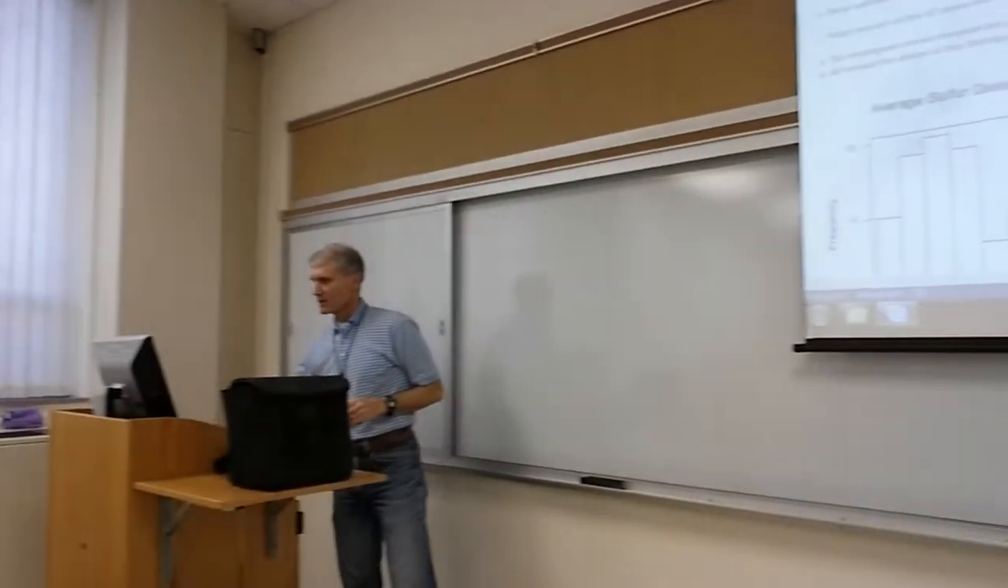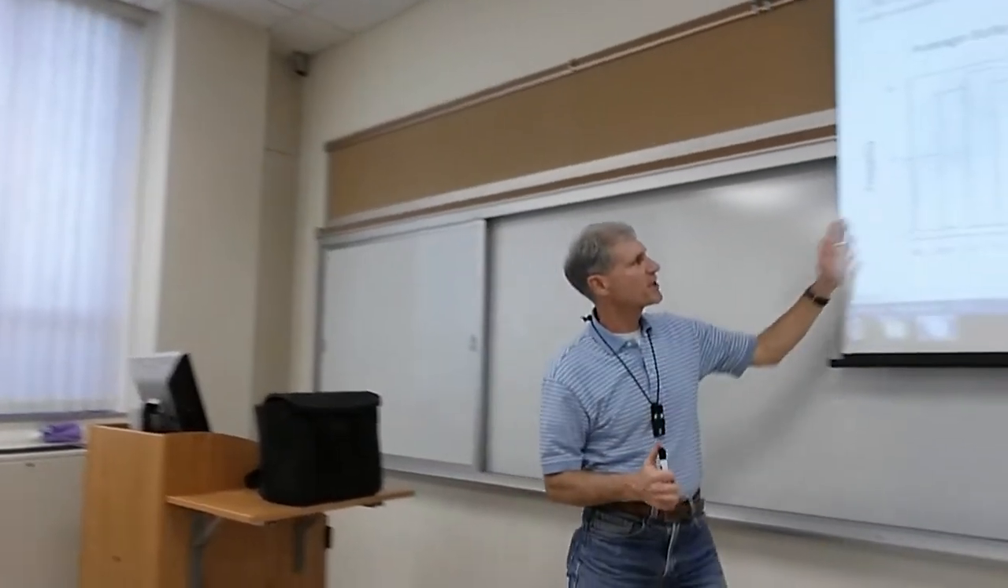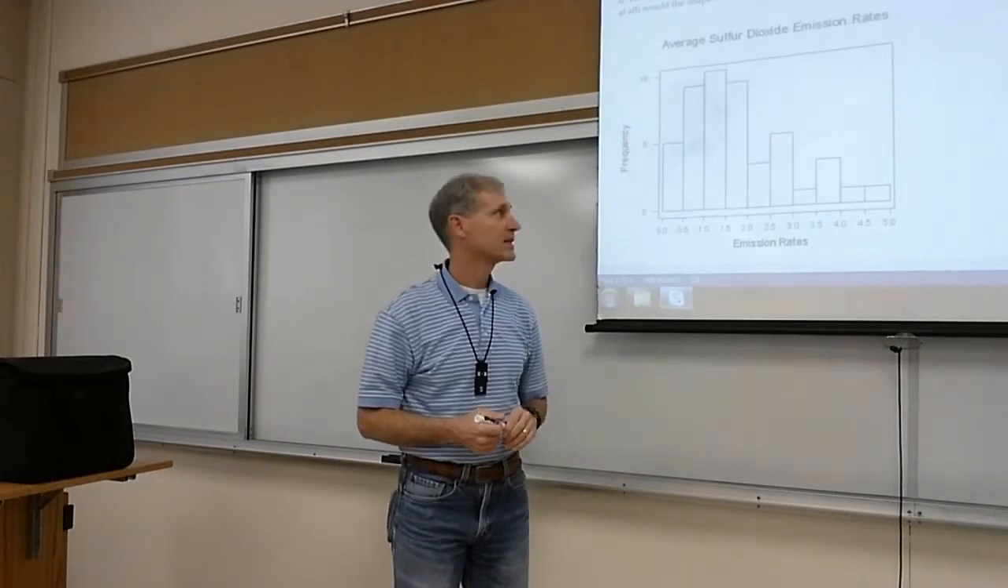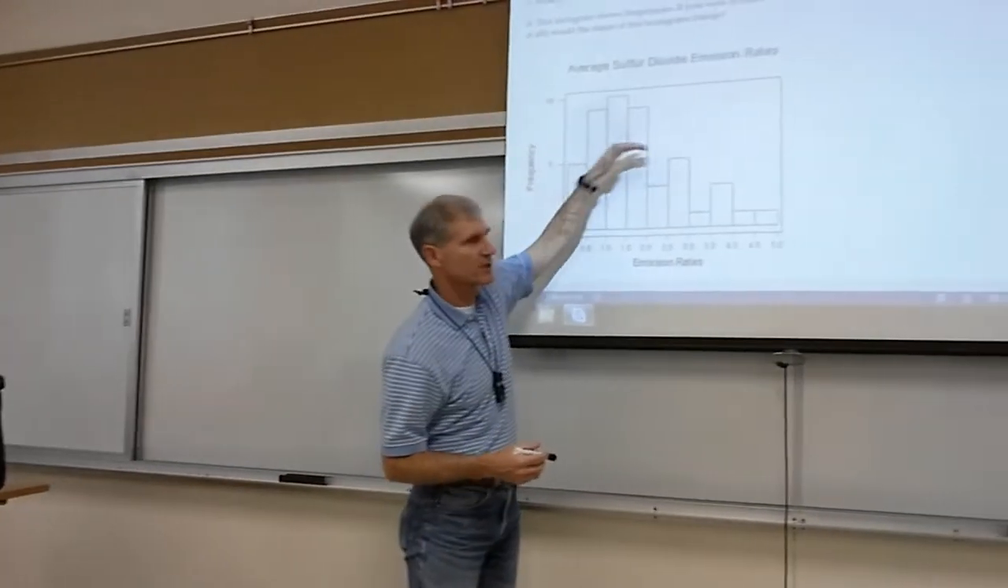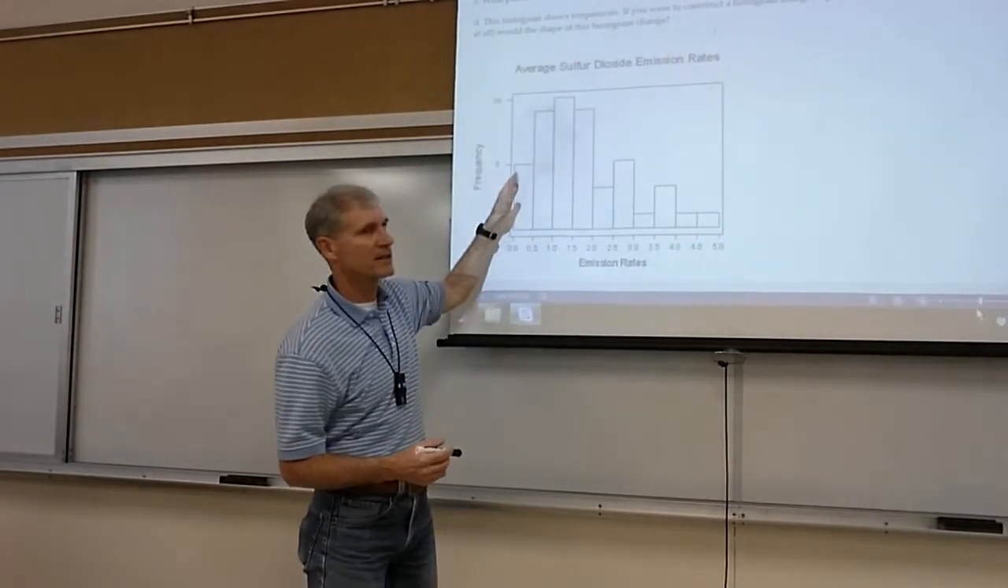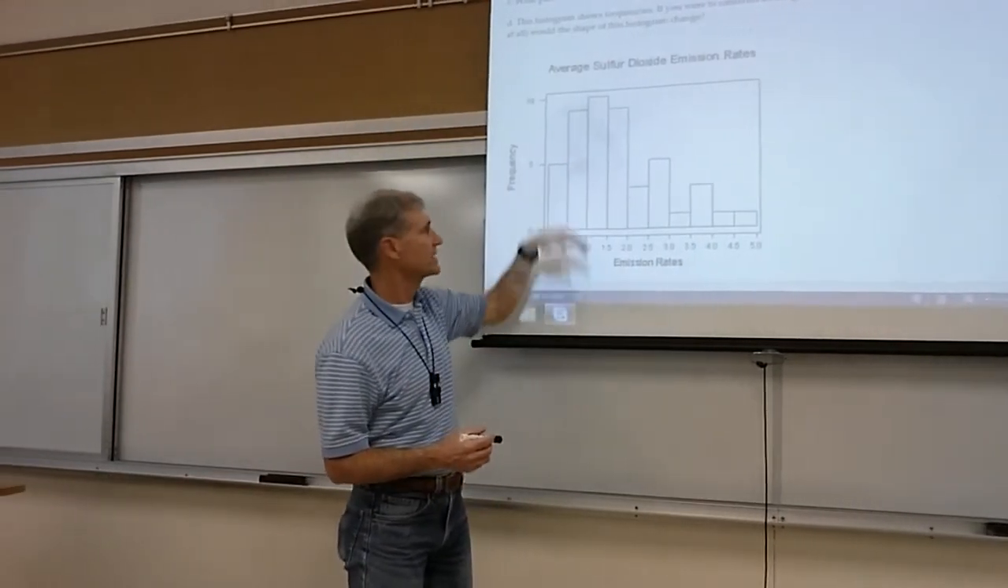So part A is just an interpretation thing. Describe the shape of that distribution. Right skewed. It's got a hump, so it's a little bit of a bell, but the right tail is a lot longer than the left tail. Right, so that's right skewed.